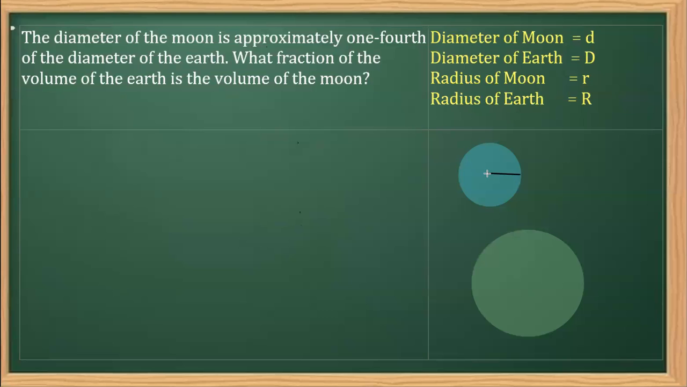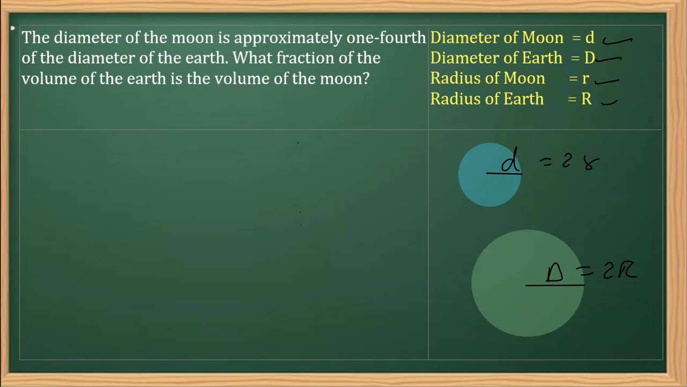I'm taking the diameter of the moon, indicating it with small d, and the diameter of the earth with capital D. I've used symbols here also, and we can take the radius. As you know, the diameter is twice the radius. I can replace capital D with 2r when needed.